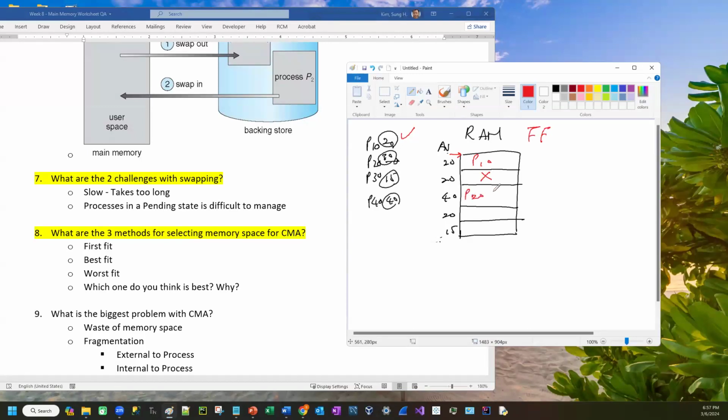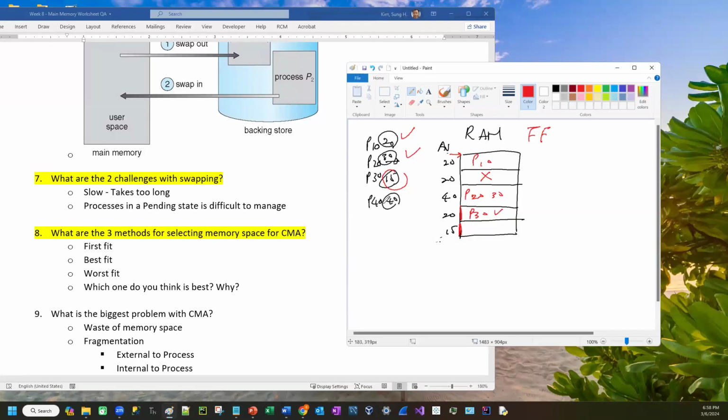So P20 comes in here and is taking 30, right? So that's all good. Now, when P30 comes in, I need a 15, right? So I have two options here. This is available and this is available. But I'm going to take this one because this is the first one I find. And why is this the first one I find? Because I'm searching from the very beginning. Okay? And that's always the case. So P30 comes in here and I'm taking it.